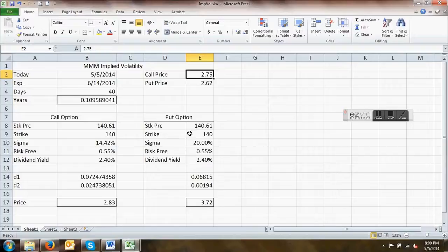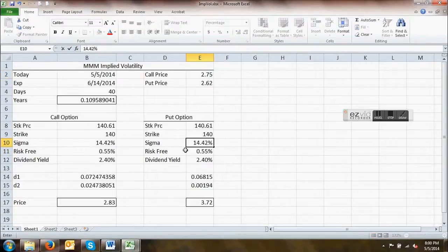So, key point, if you can come up with a better way to estimate the volatility, this is the square root of variance, but if you can come up with a better way to estimate the sigma, then your guess of the call price is going to be better possibly than the market's, and you can make a lot of money that way.